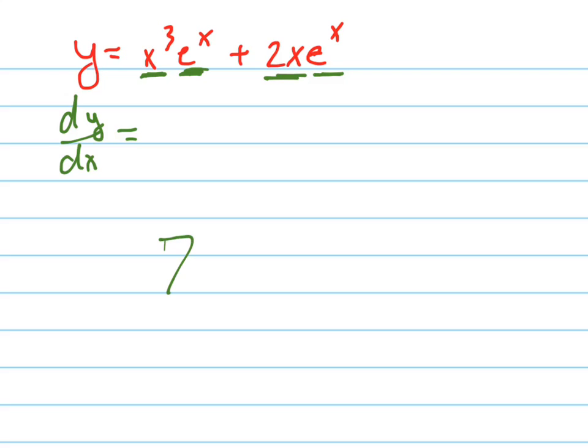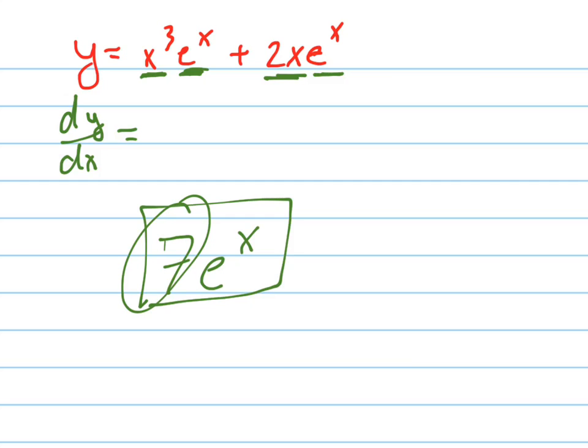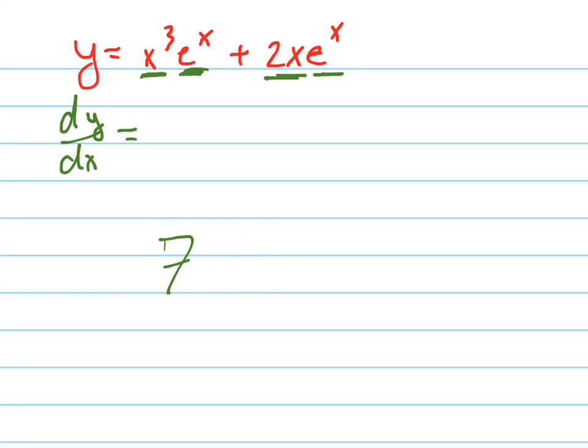If I had something like 7e to the x, I don't need the product rule because there's just one function of x here. This constant you don't have to worry about. But when I've got two functions of x, I do have to use the product rule.